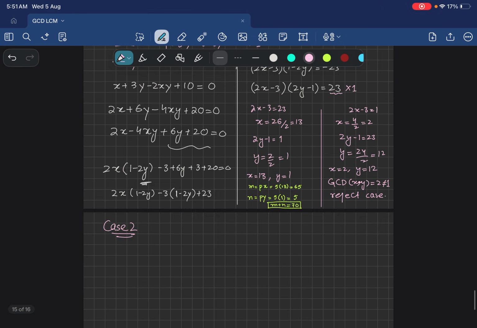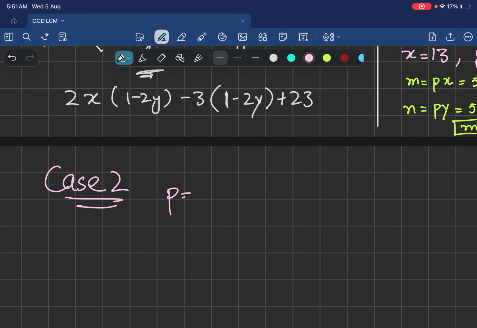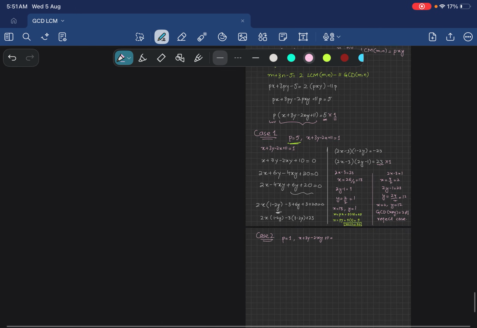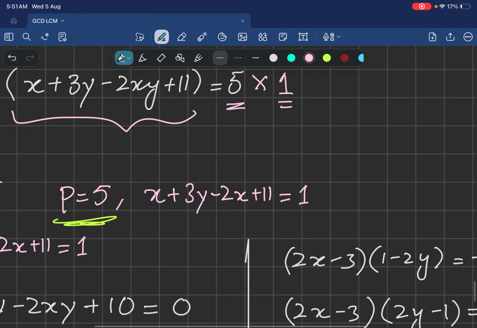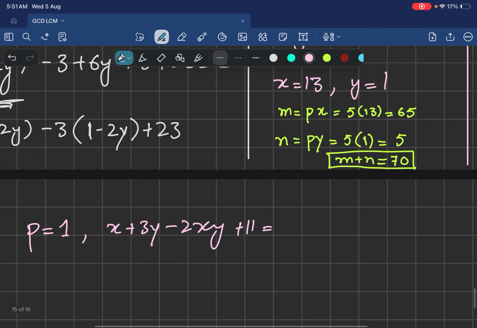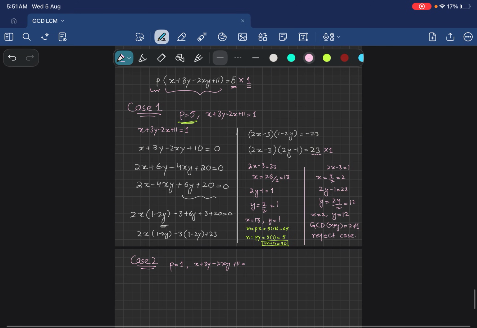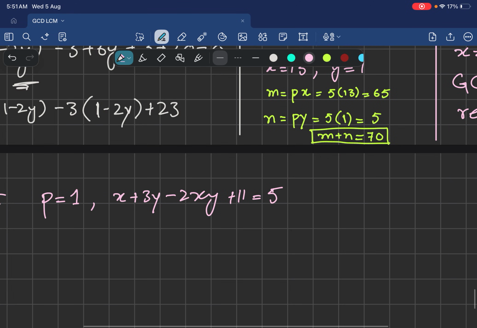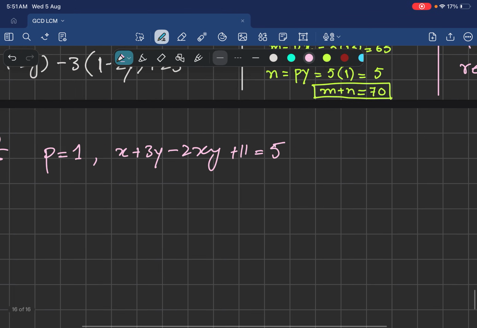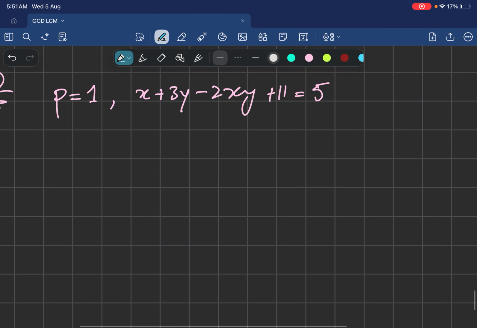Case 2 is something like, now p is equal to 1, and x plus 3y minus 2xy plus 11 is equal to 5. So this is what it is now.